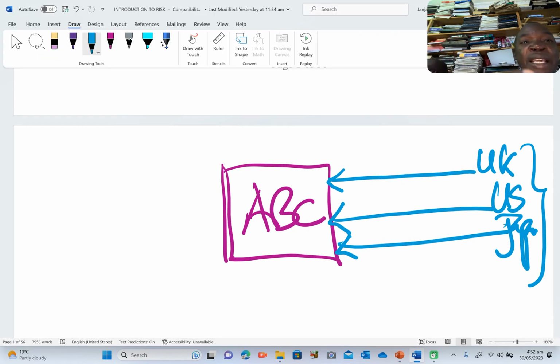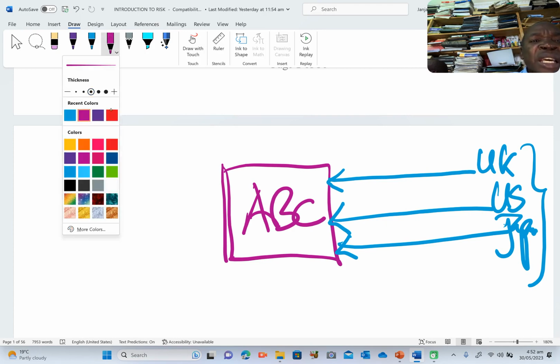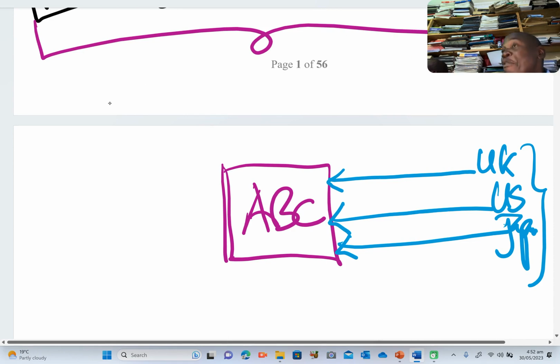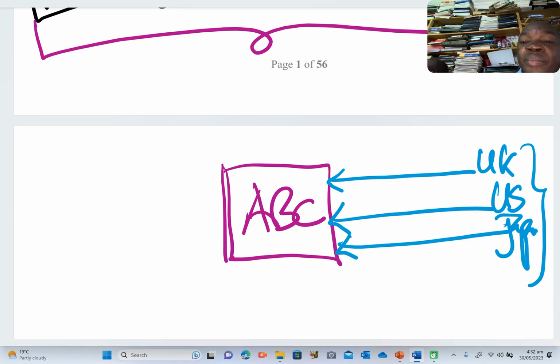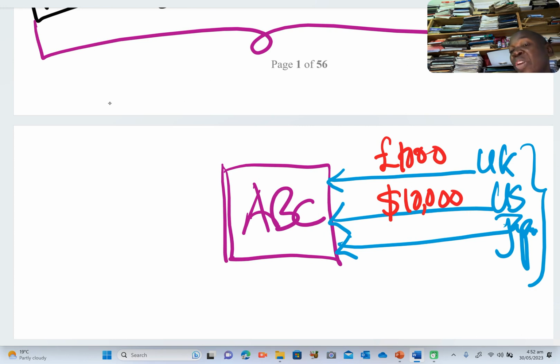If momentarily, again, what am I concentrating here? For example, if UK is now to receive pound 1,000, dollar 10,000, it's just an example. So ABC, a Tanzanian company, is to receive how much? Pound 1,000. You get the point? And then dollar 10,000. Japanese yen 5,000. If it is due to receive in the future, these are what you call foreign receivable.